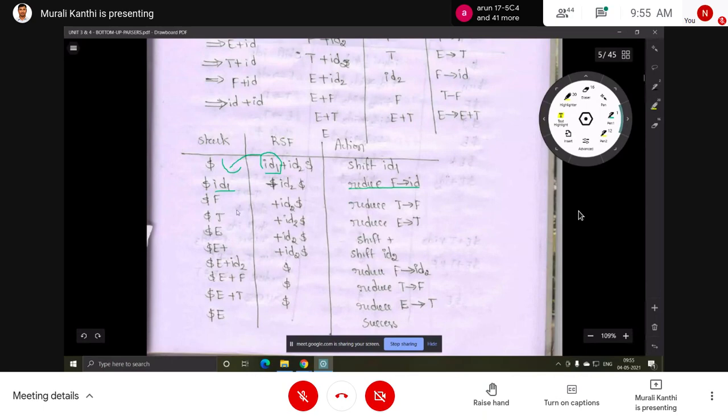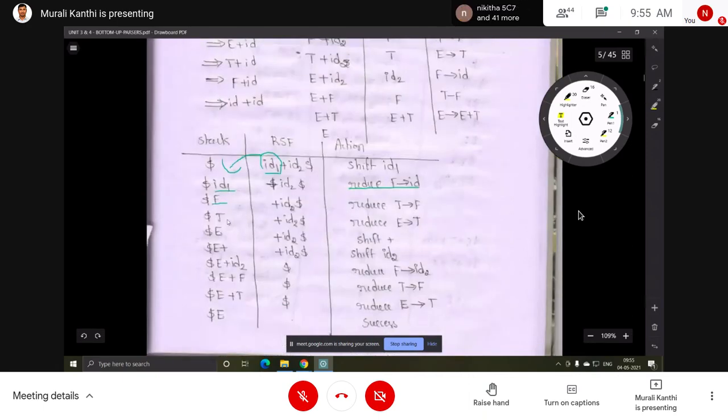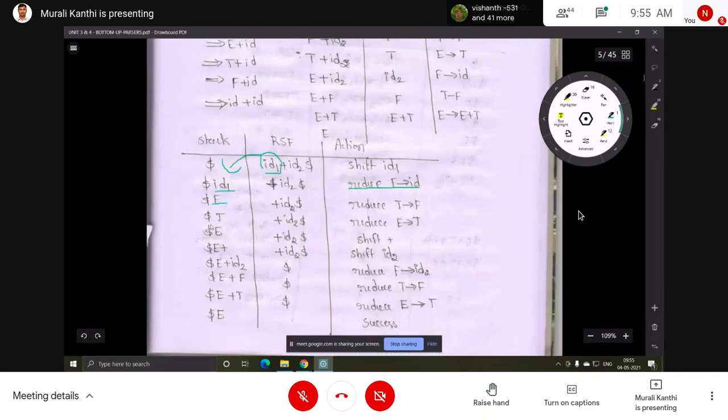Next, f is also a handle, so a reduce operation is performed. In place of f, t is placed. That means remove f, then insert t. Now t is a handle again, so e can be placed onto the stack. But although e is the start symbol of the grammar, some symbols are still in the input buffer. So which operation now? Shift, shifting the symbol onto the stack.